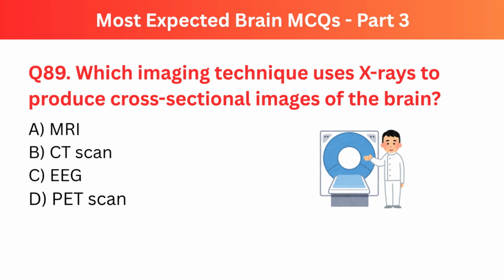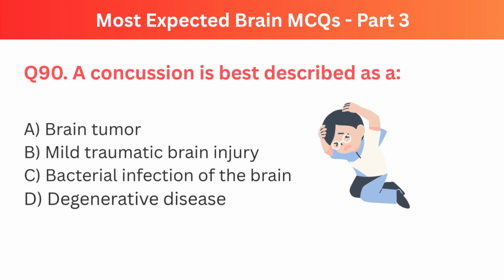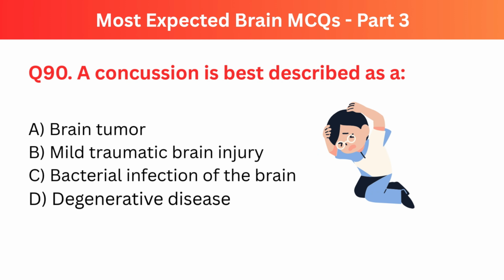Question number 89. Which imaging technique uses X-rays to produce cross-sectional images of the brain? The right option is B. CT scan. Question number 90. A concussion is best described as a. The right option is B. Mild traumatic brain injury.